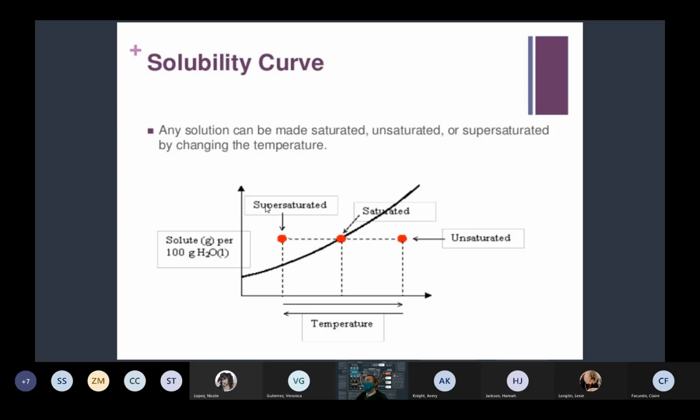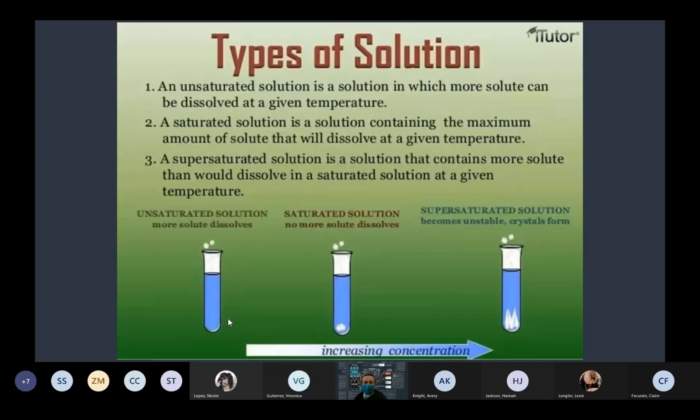Supersaturated solutions can exist, but they're unstable because we have more dissolved than is normally possible. And as we saw in the video, if anything disturbs our supersaturated solution, crystals can form. So unsaturated means that we can dissolve more solute in our solvent.